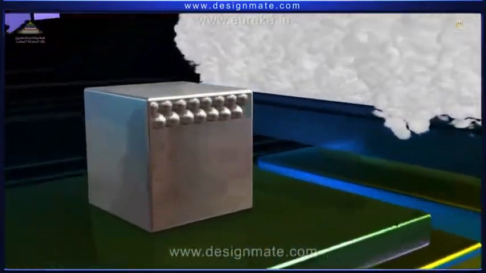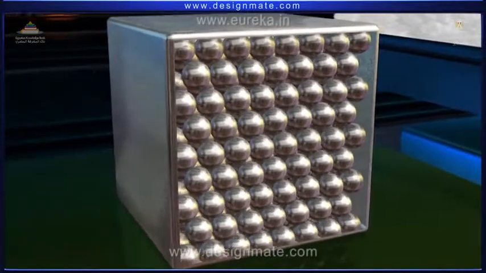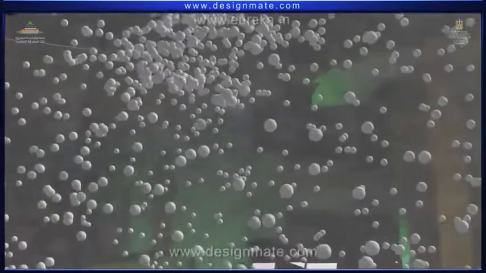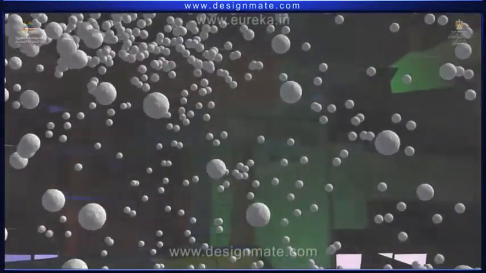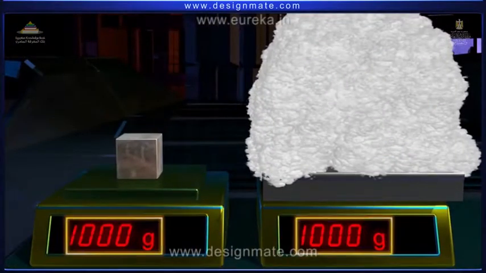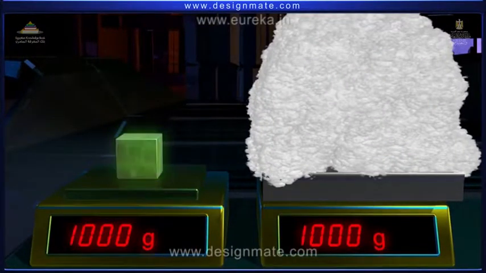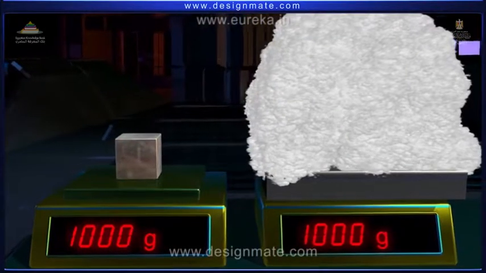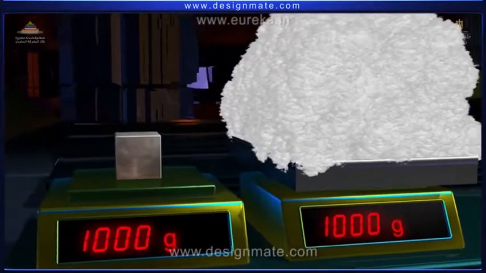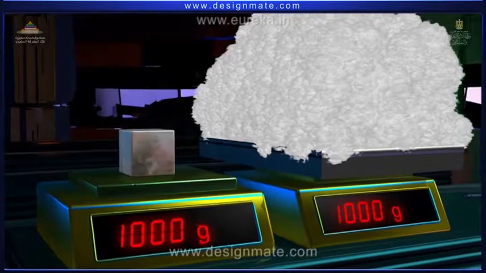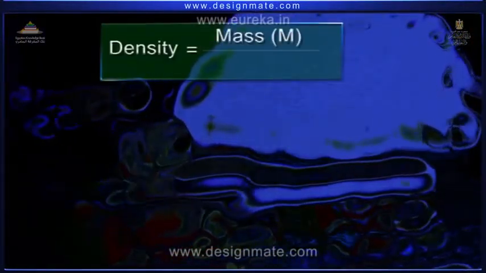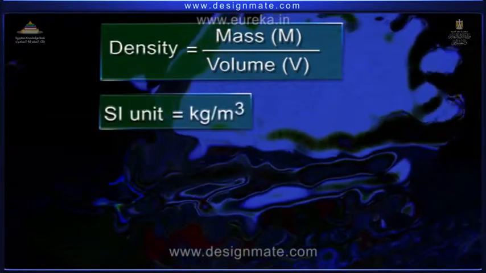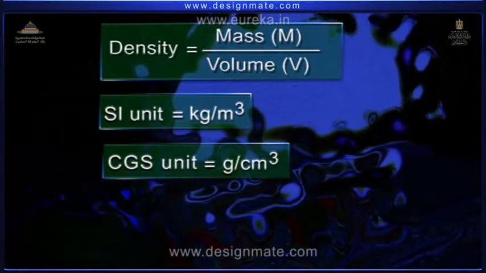Similarly, in a substance like iron which has more density, the atoms are more closely packed than in a substance like cotton which has less density. Hence, the same mass of a more dense substance will occupy less space than the same mass of a less dense substance. Due to this reason, equal masses of iron and cotton occupy different volumes. Mathematically, density is equal to mass m upon volume v. The SI unit of density is kilogram per meter cube, and CGS unit is gram per centimeter cube.